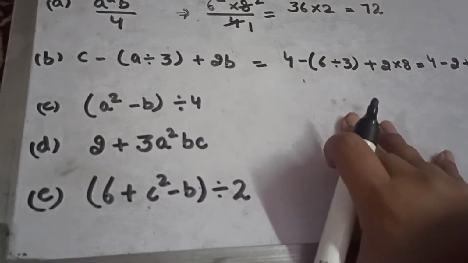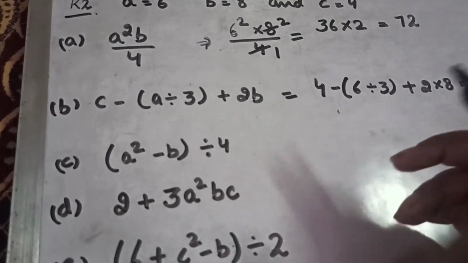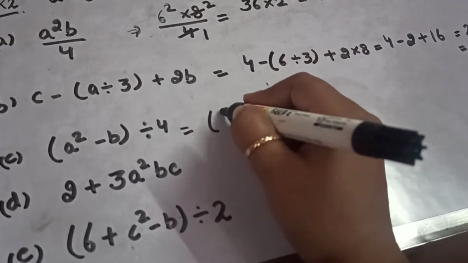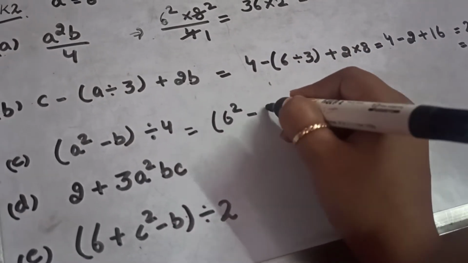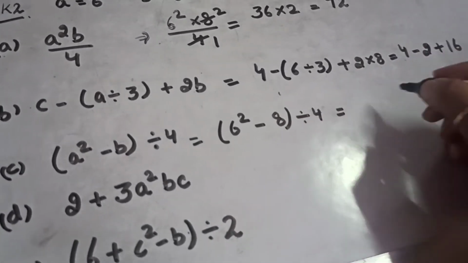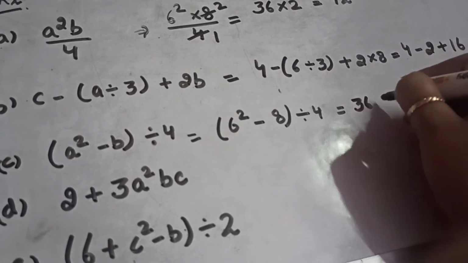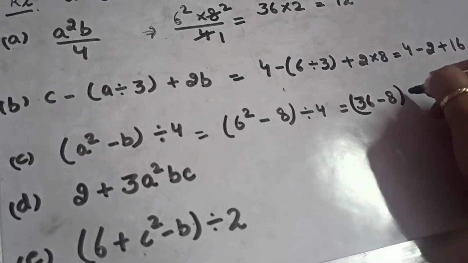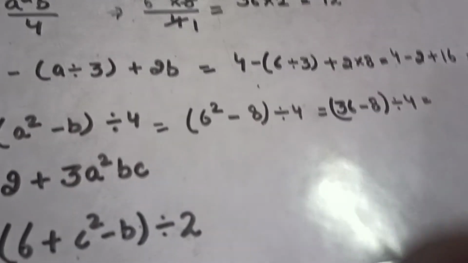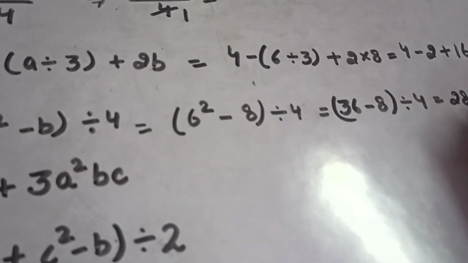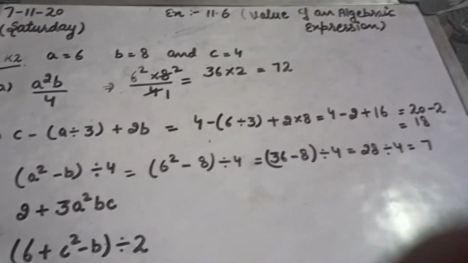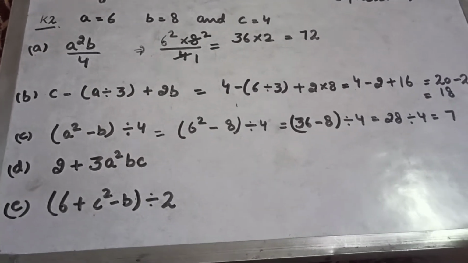Now the C part. a square minus b, divided by 4. a square means 6 square, minus b means 8. 6 6s are 36 minus 8. Here comes 28, and 28 divided by 4 equals 7. Right? Now the next two parts you will do yourself.